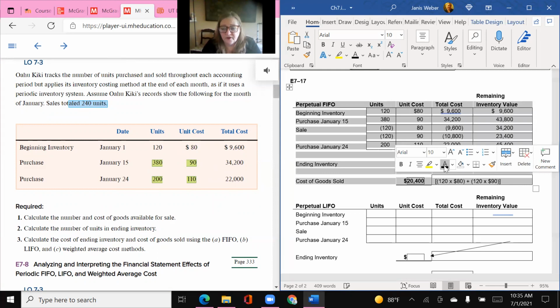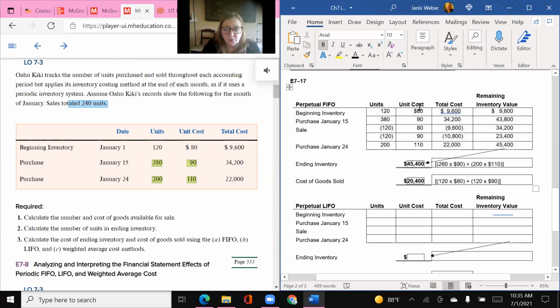Under perpetual FIFO, we would have had the 120 units and the 380 units. And we're pulling these from right here. And that would tell us what our inventory is at the point of the sale. We sold 120 units and another 120 units. In other words, we sold 240 units. They were all sold at this point before the last purchase. So under FIFO, it means we would have sold from this first lot, all of them. Then we would have sold 120 more from the second lot.